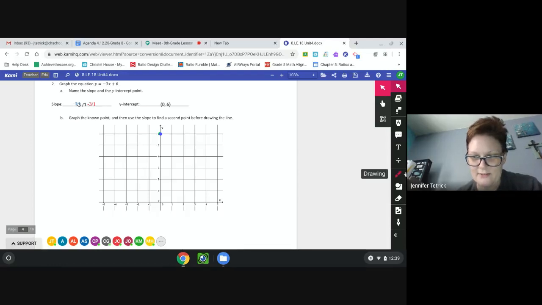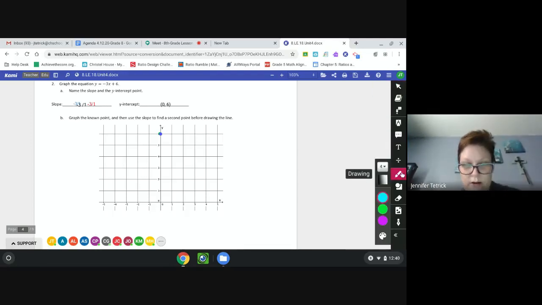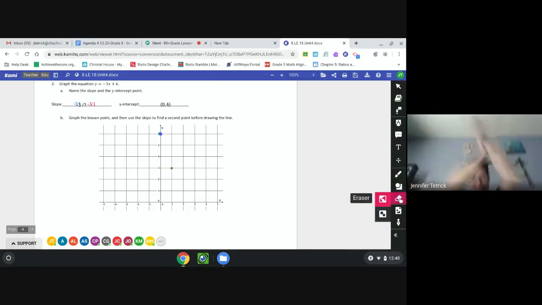Look at them. They're scared. They're like, Miss Tetrick, we don't want to mess up. Don't worry, kids. I'll erase your mess up. Yes. Anybody else? Anyone? Okay, if you think you can make a straighter line, do it. Yes.